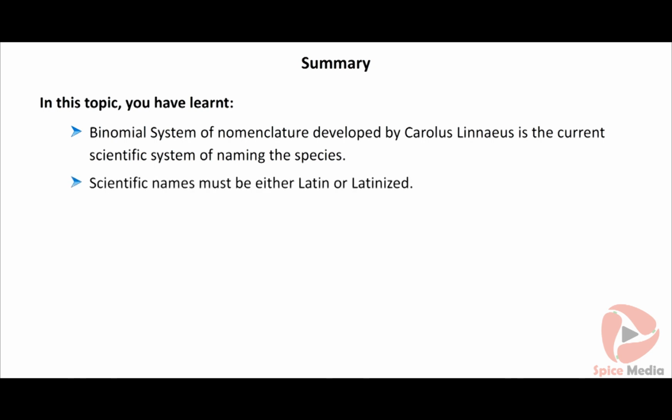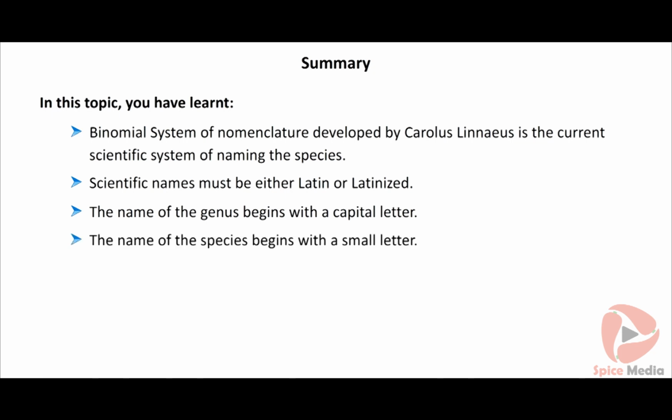Scientific names must be either Latin or Latinized. The name of the genus begins with a capital letter. The name of the species begins with a small letter.